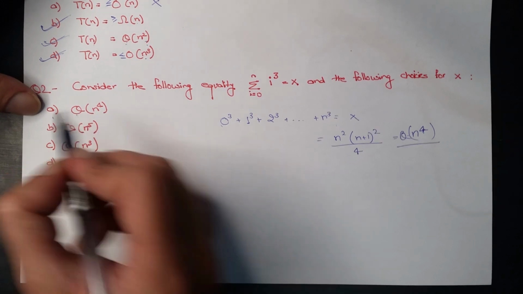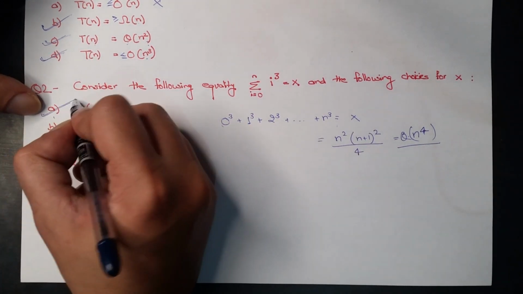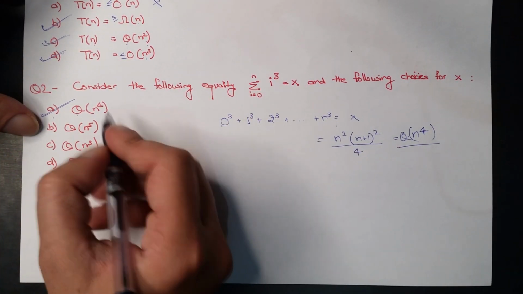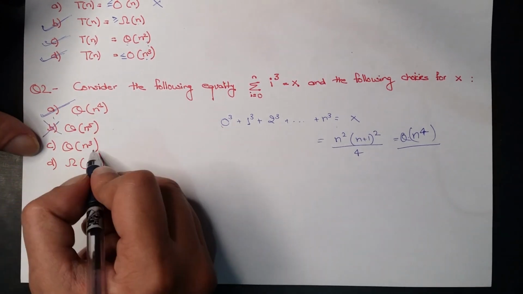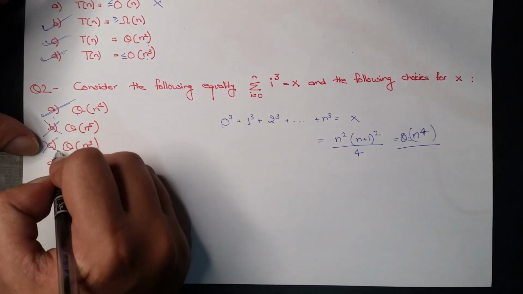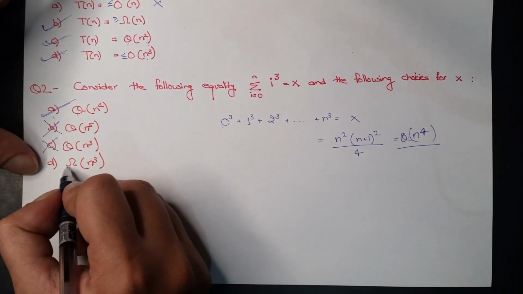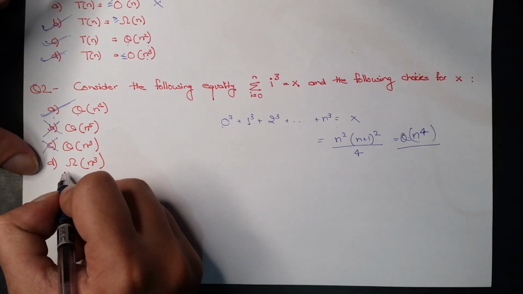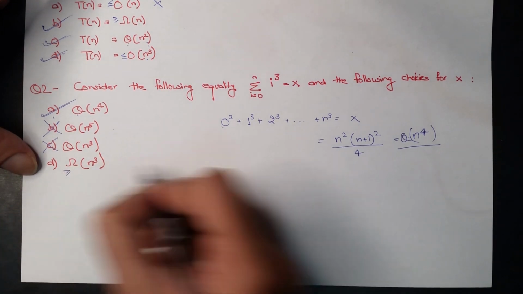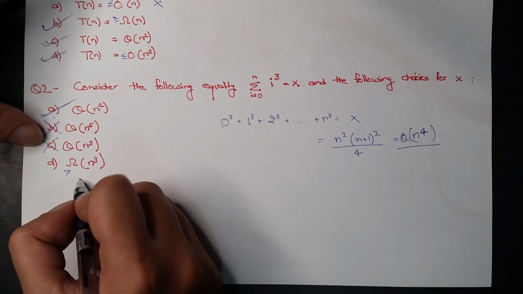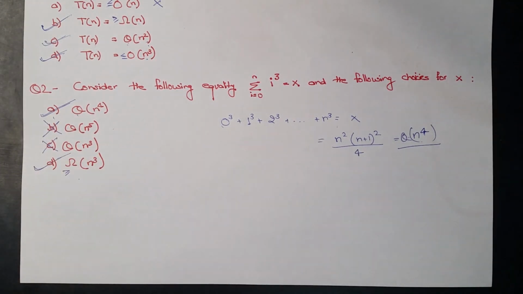First one says it is the same as n to the power 4. True. Second is the same as n to the power 5. False. Third, the same as n to the power cube. False. And the fourth one is big omega. Big omega means greater than or equal to n cube. N to the power 4 is more than n cube, so option D is also correct.